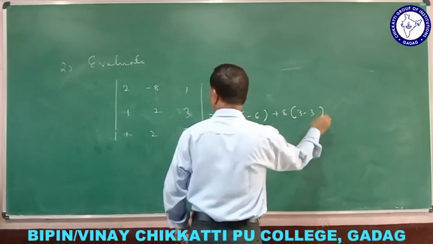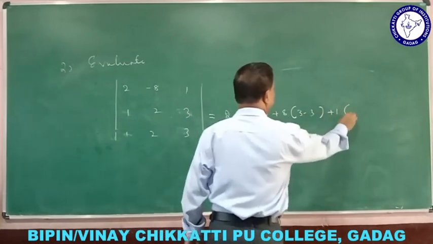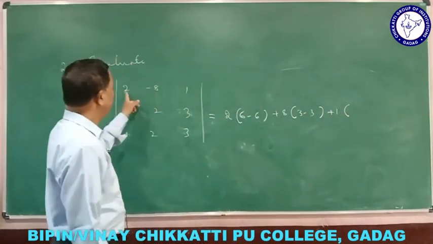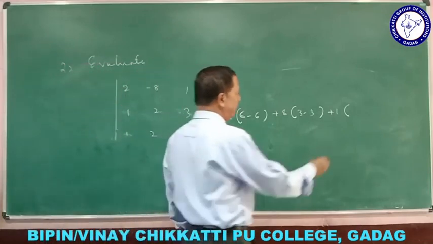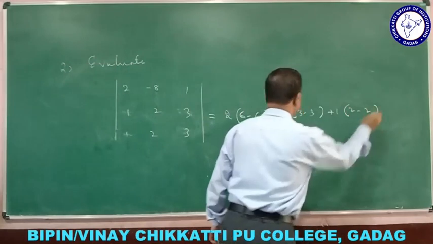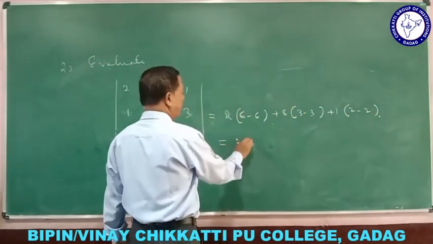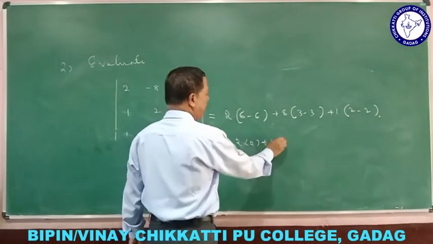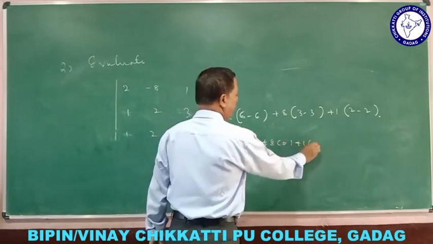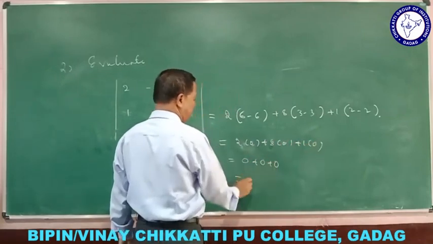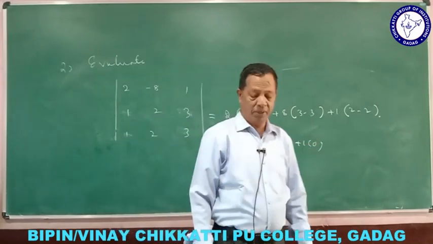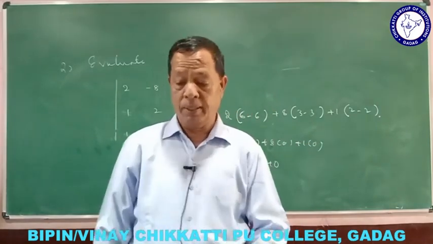3 minus 3, plus 1 into bracket. You have to leave this, and 2 minus 2. What do we write here? 2 minus 2. So look at this: 2 into 0 plus 8 into 0 plus 1 into 0. So what is the answer? 0 plus 0 plus 0. What will be the answer here? 0. So what do you understand here?